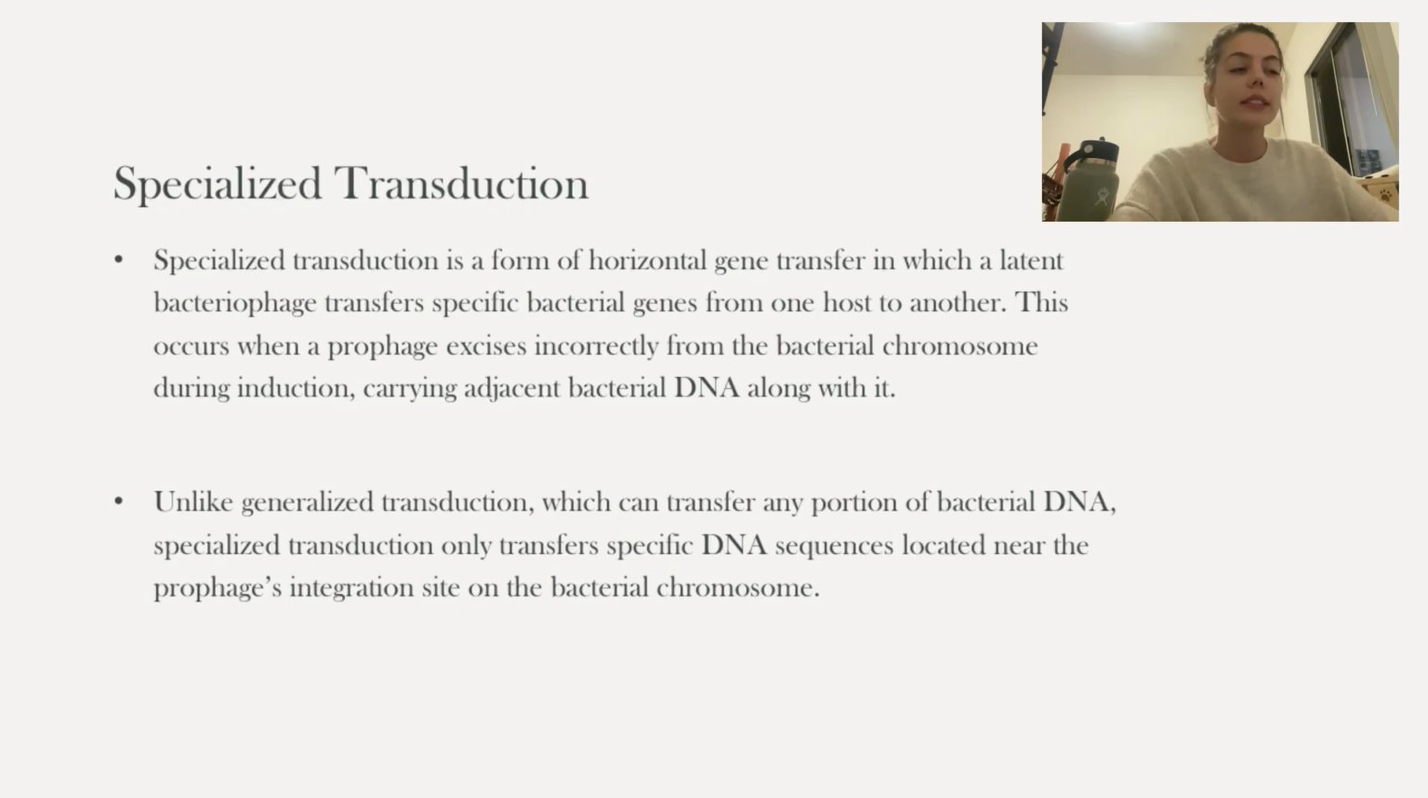Specialized transduction is different from generalized transduction because it only transfers specific DNA sequences located near the prophage integration site. In specialized transduction, it's a form of horizontal gene transfer in which a bacteriophage transfers specific bacterial genes from one host to another. This occurs when a prophage exits the cell incorrectly during the induction process, and it carries the adjacent bacterial DNA along with it.